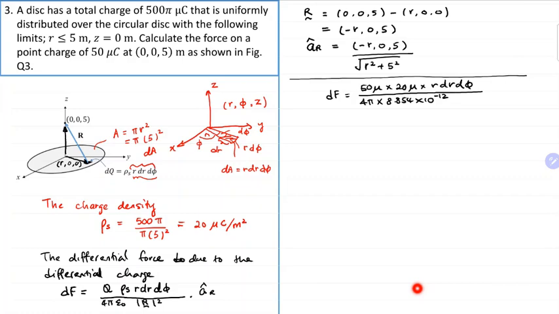And then our magnitude of R is the root of r squared plus 5 squared. Square of that gives us r squared plus 25. And our unit vector is minus r, 0, 5 over the square root of r squared plus 25.